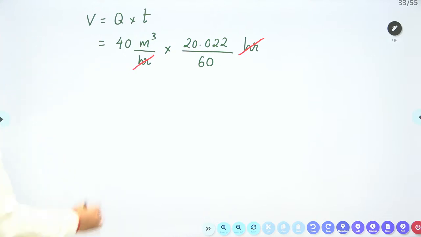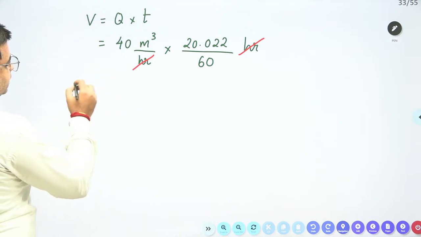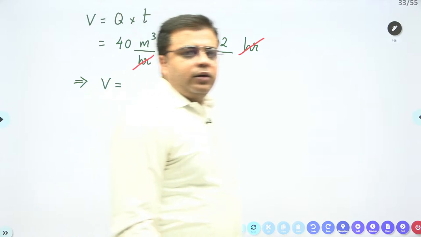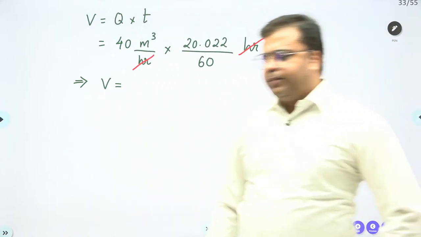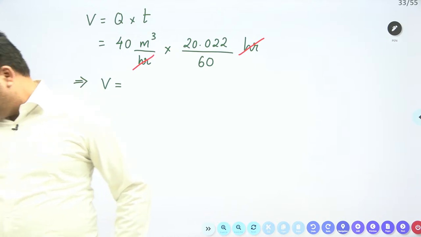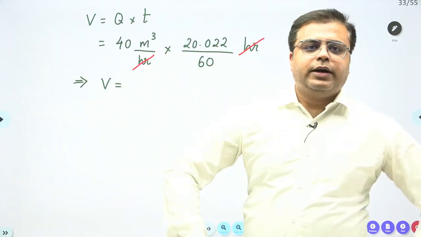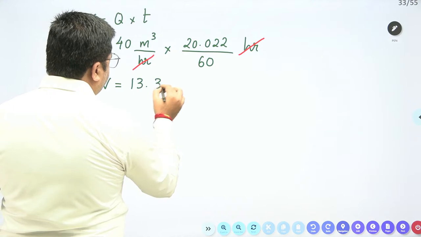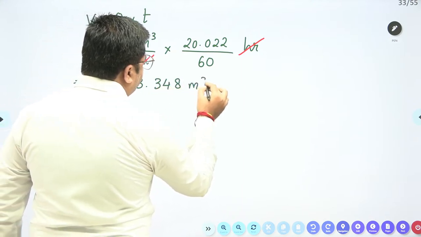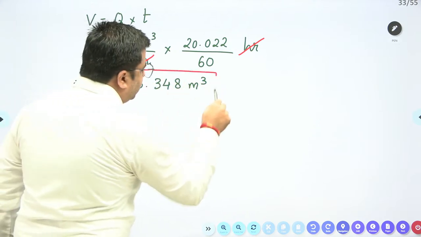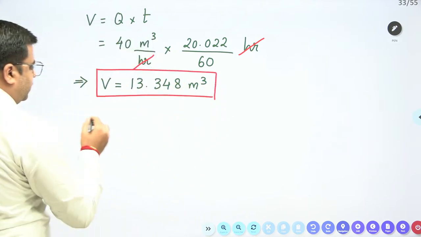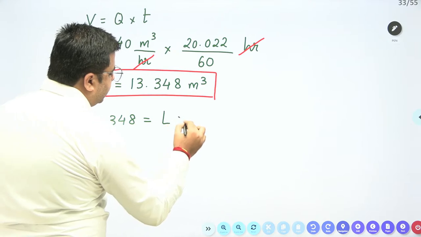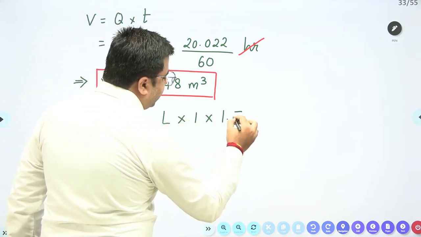Calculate the volume of the disinfection unit, my dear students. Get me the volume: 13.348 meter cube. So we know the volume of the disinfection unit, and we know the other two dimensions. So 13.348 equals length into width, which is 1 meter, multiplied by height, which is 1.5 meter.